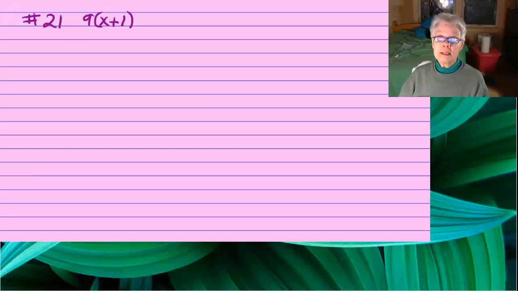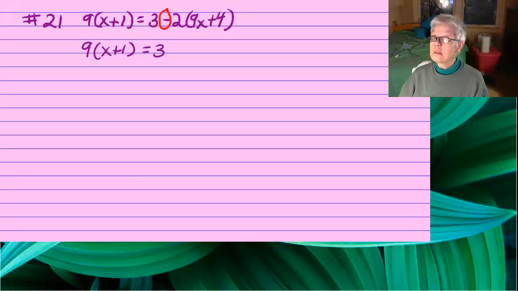9 parentheses x plus 1 equals 3 minus 2 parentheses 9x plus 4. Okay, here we go. Watch out for that minus sign. Remember that minus 2 is really a negative 2. We're going to have 9 parentheses x plus 1 equals 3 plus negative 2 times 9x plus 4. If you rewrite the equation this way, you're going to be much less likely to make a mistake.